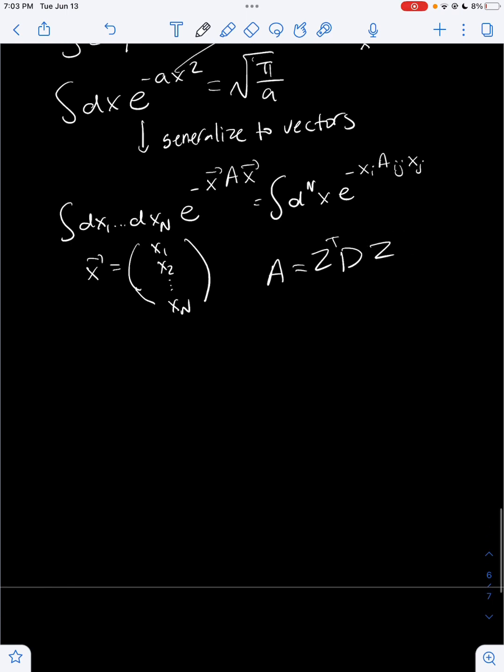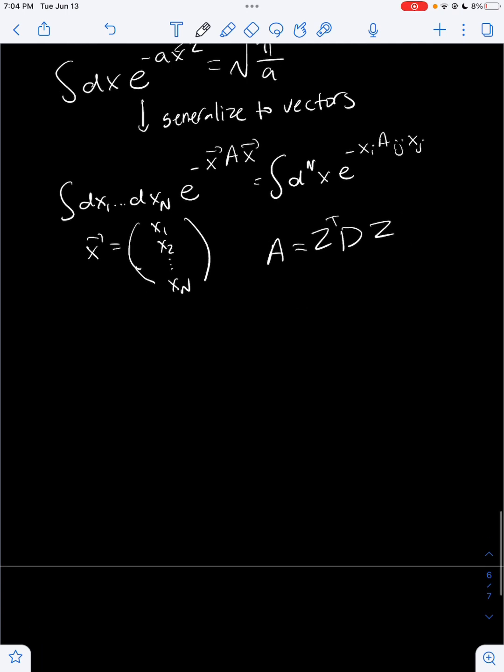So basically what we're doing right now is we're saying, okay, let's write A in terms of a diagonal matrix, and that transformation will be described by this over here, where Z is an orthogonal matrix. So now we can write this out as d^n x, where d^n x is just defined as this over here, and then e to the minus x vector Z transpose D Z, and then acting on x.